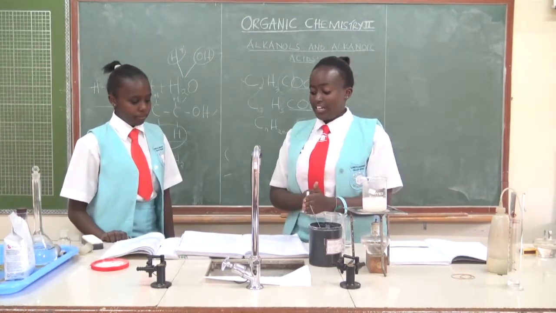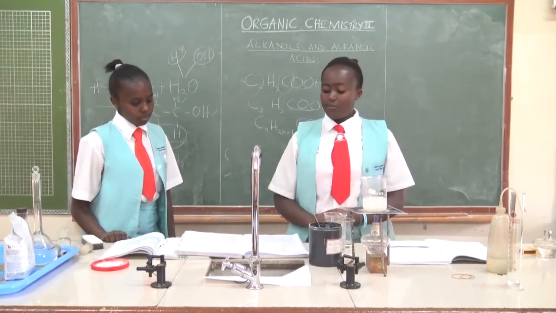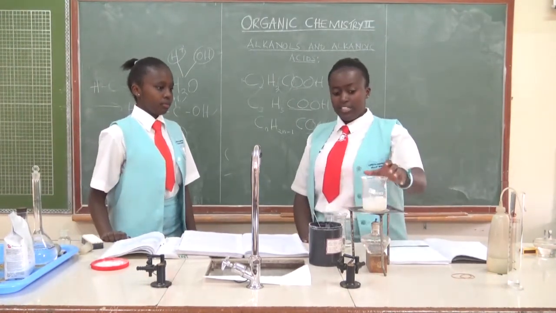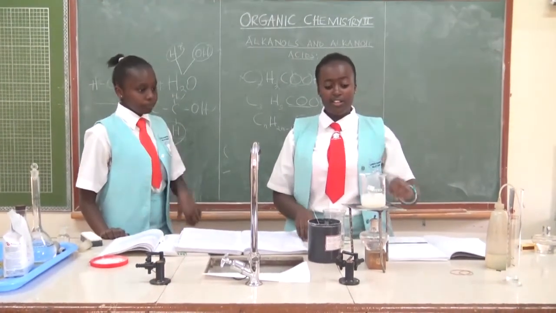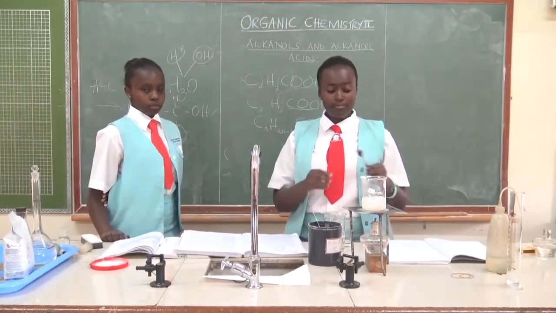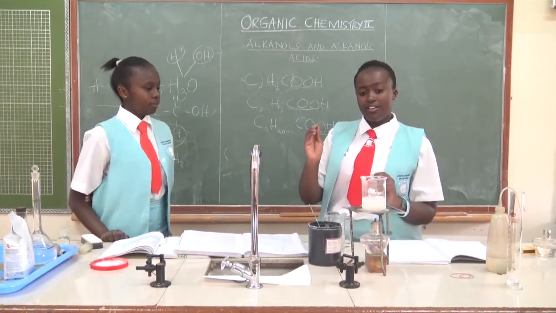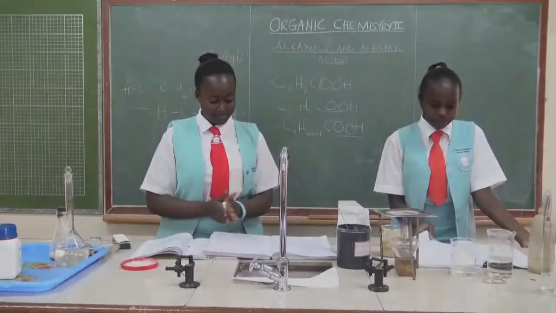Then we're going to look at chemical properties. She's going to take us through. But before we do that, this is what we were boiling in the beginning when we were making ethanol. We put starch and water, and then we're going to stir to make a paste. Okay.